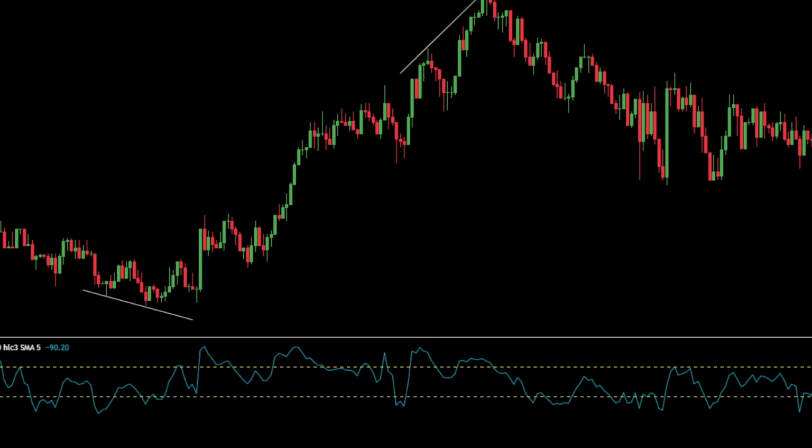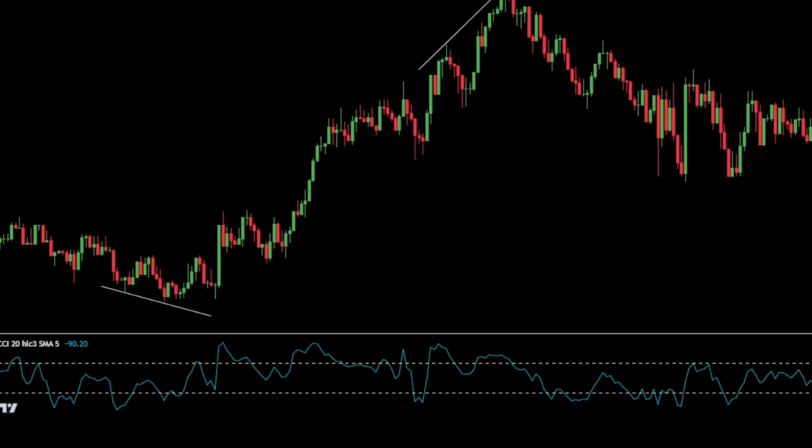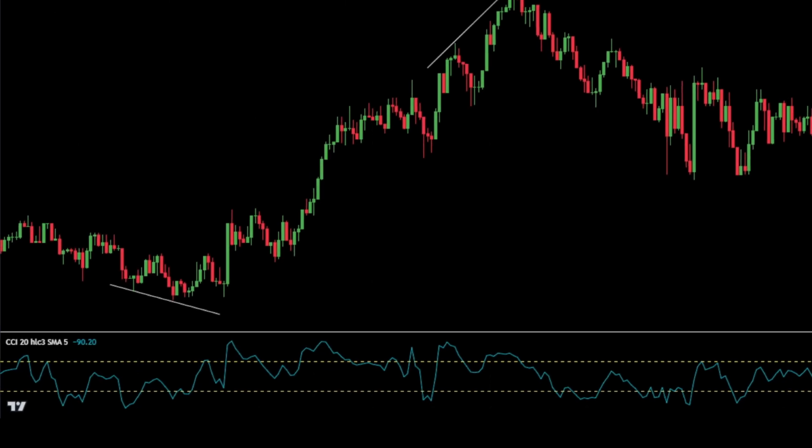For more clarity, let's look at the following examples. First, we will look at an example of bullish divergence. As you can see, this is an example of bullish divergence.